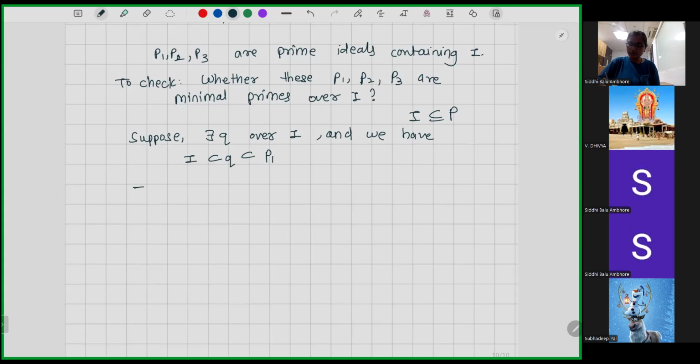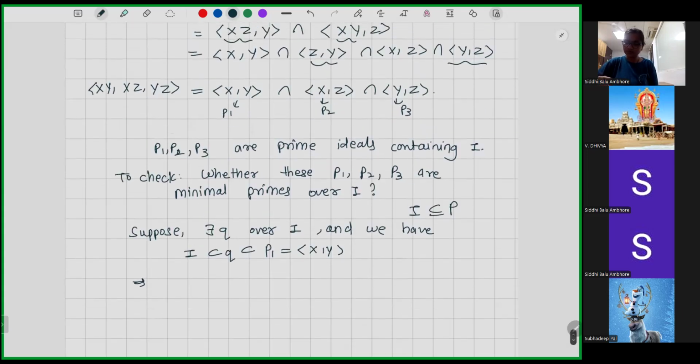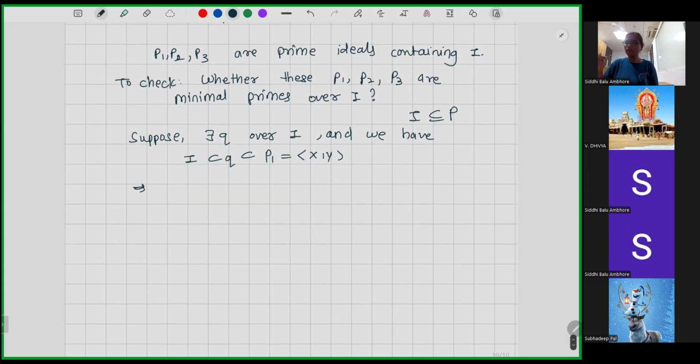Okay, so this implies I is contained in P1, and P1 is what? My (x, y) here. So we have to check whether all these three are minimal primes or not. So let us check for P1, which is (x, y). So I contains what? xy. xy belongs to Q, which is contained in P1.